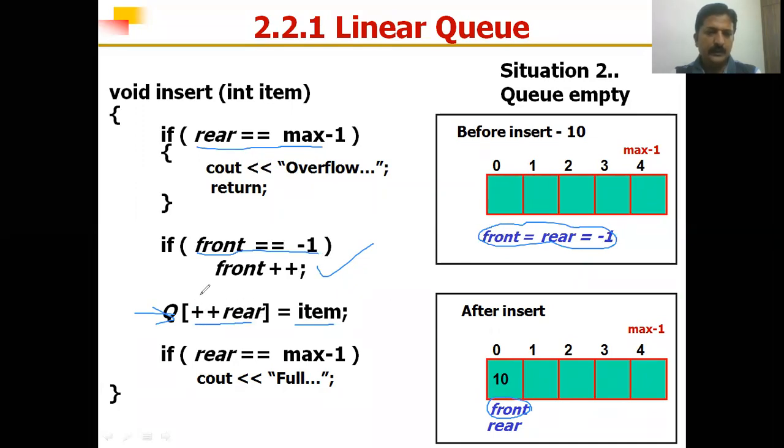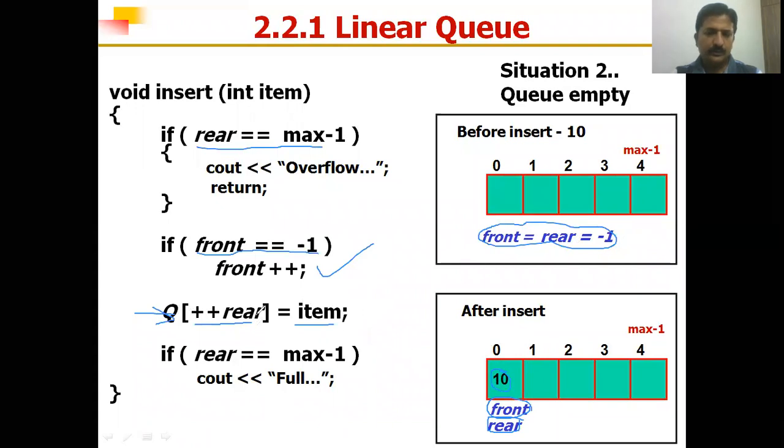Pre-increment means rear is first incremented. So what is the value of rear here? -1. So -1 plus 1 will be 0. So rear is now pointing to 0. So both rear and front are pointing to 0, and it will become q of 0 equal to item. So item is say 10. So 10 is inserted here.